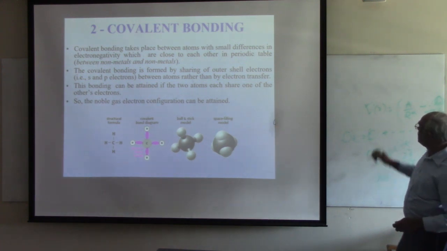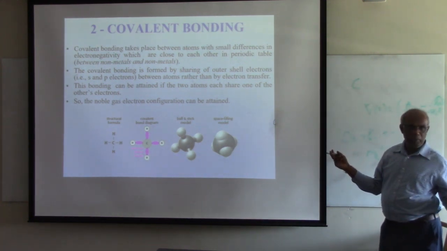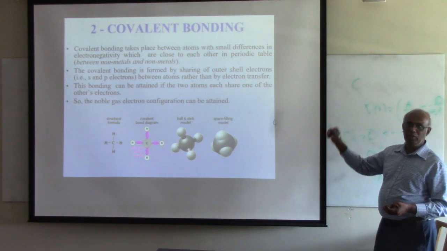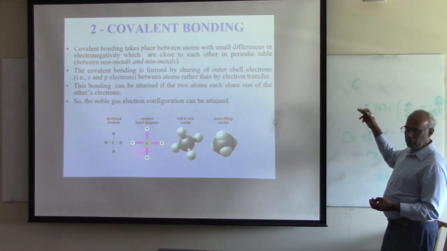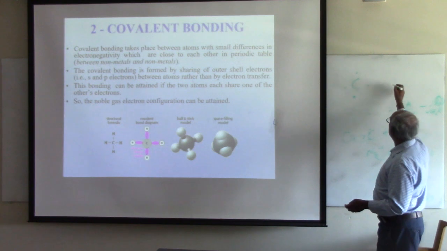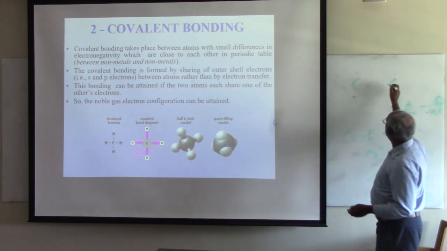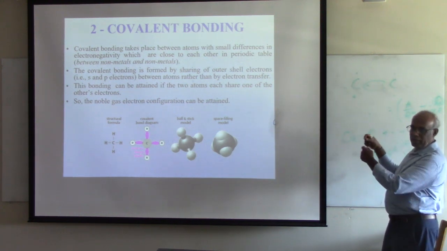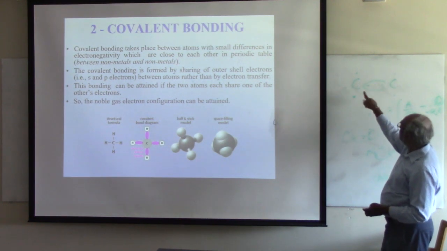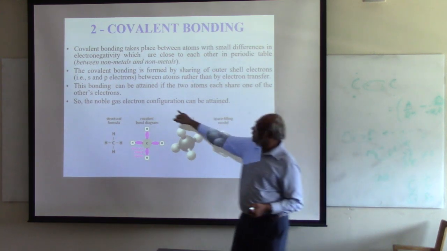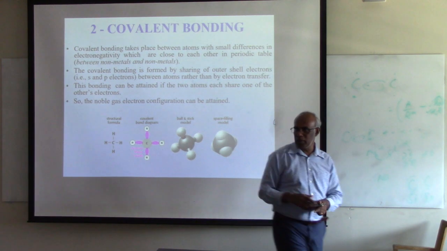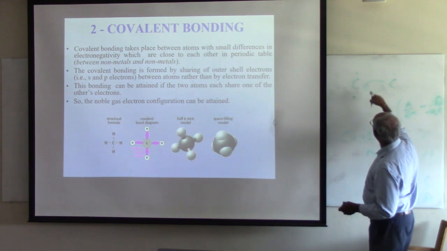In the case of carbon, what is the atomic number? Everybody remember? It's 6. That means you have 2 in the K shell and 4 in the outer L shell. These 4 are the valence electrons. The electrons from each atom are shared, so this electron belongs here and also here. Eventually it has to reach the noble gas configuration. How many electrons do you need? 8.